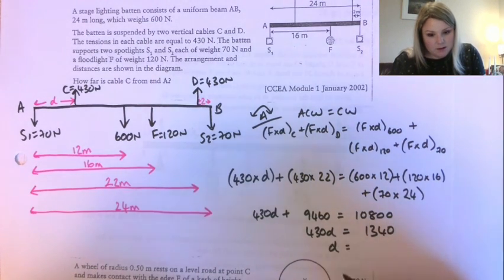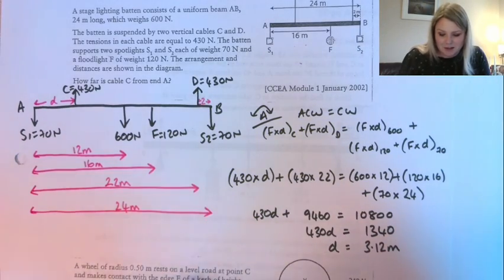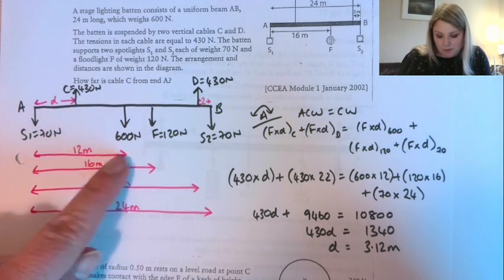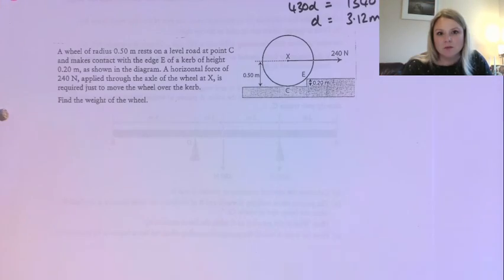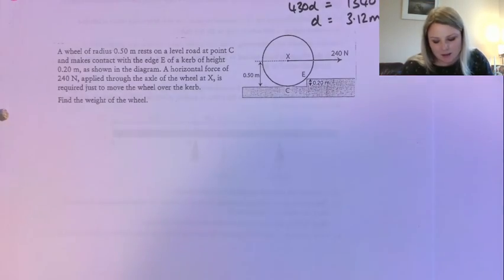So this wee distance here is 3.12 meters. Check, does that make sense? Yeah, it's smaller than all of these. Quite close, yeah, makes sense.